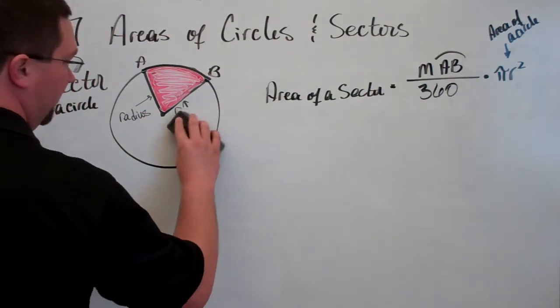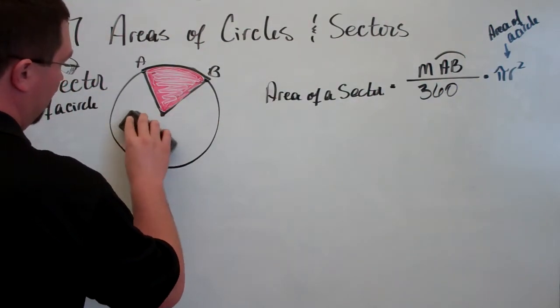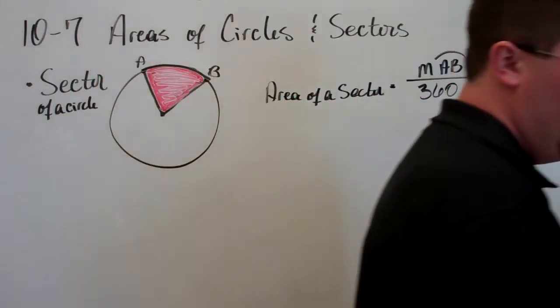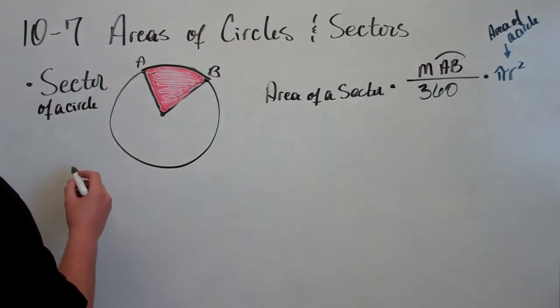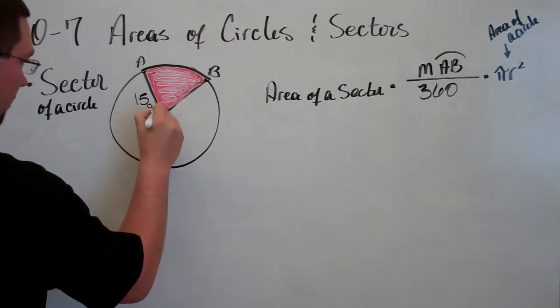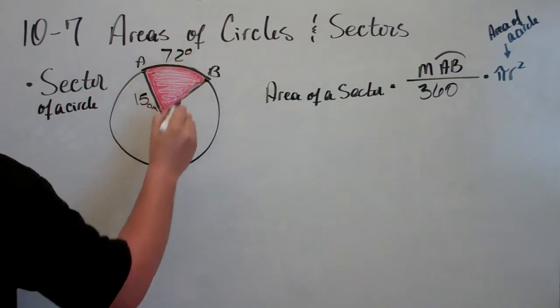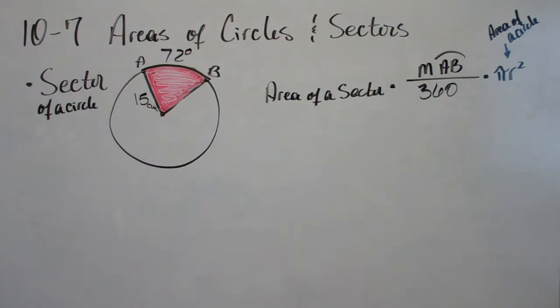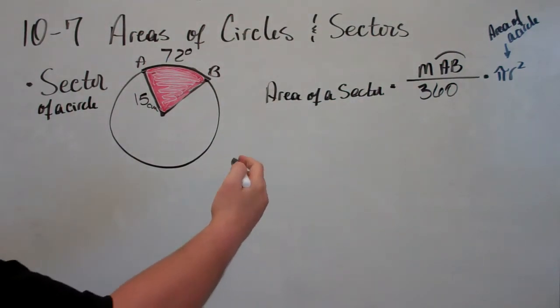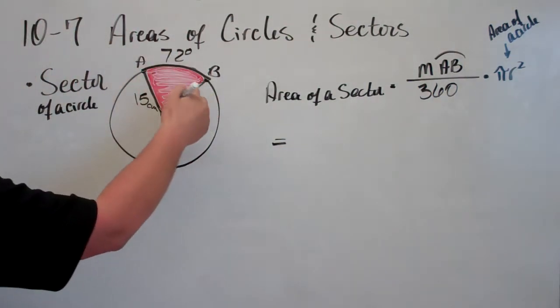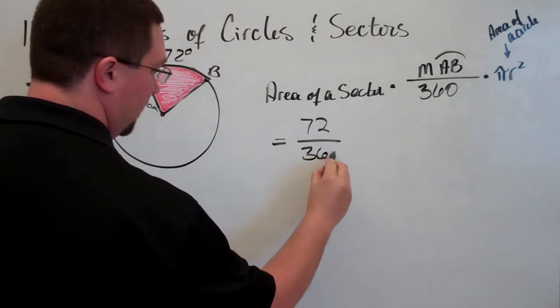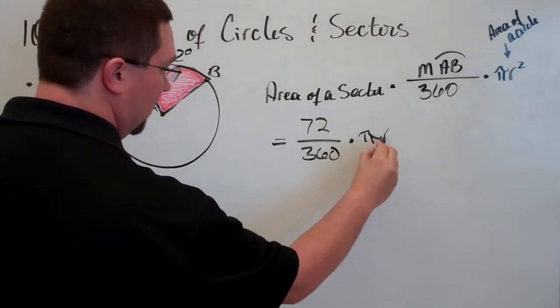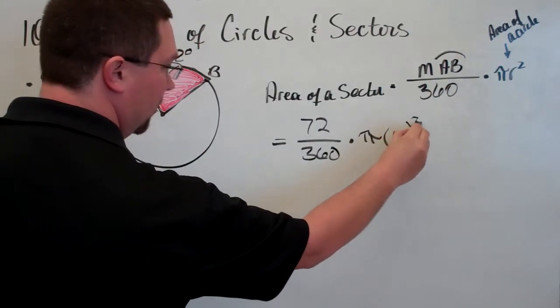So let's go back to this problem here. I'm going to leave AB up there. Say this circle had a radius of 15 centimeters, and this arc was 72 degrees. What would be the area of that sector? First of all, we need the measure of the arc. Well, the measure of the arc is 72 degrees. 72 divided by 360 times pi times your radius, which is 15, squared.